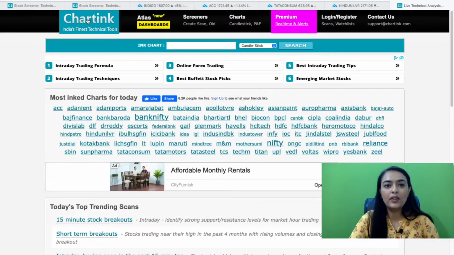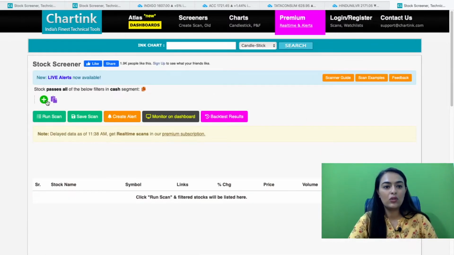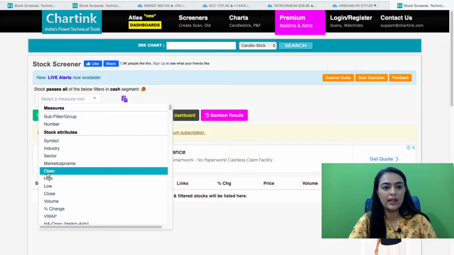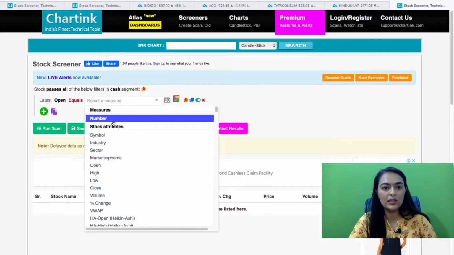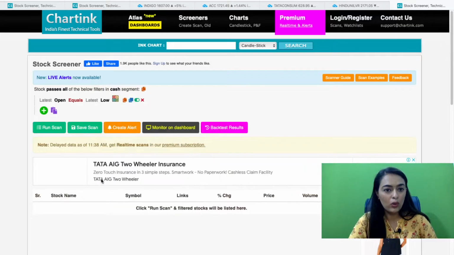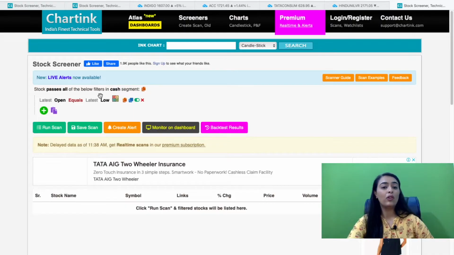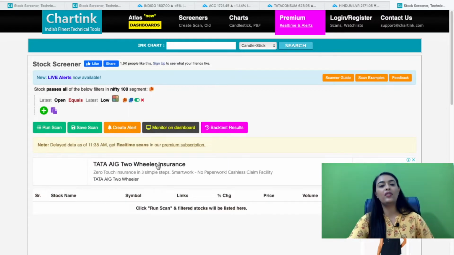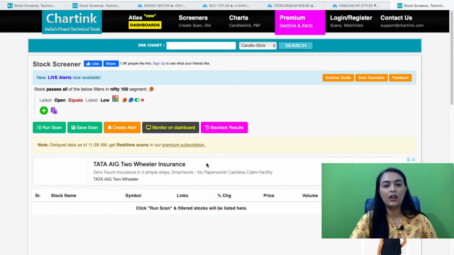I have opened chartinc.com and I'm going to create a scan. I'm going to click on this green plus symbol and select open equals low. In open equals low, we look for buying opportunities, and we are going to select only the stocks in Nifty 100, because it is the top 100 companies listed in the exchange, and I'm going to run the scan.